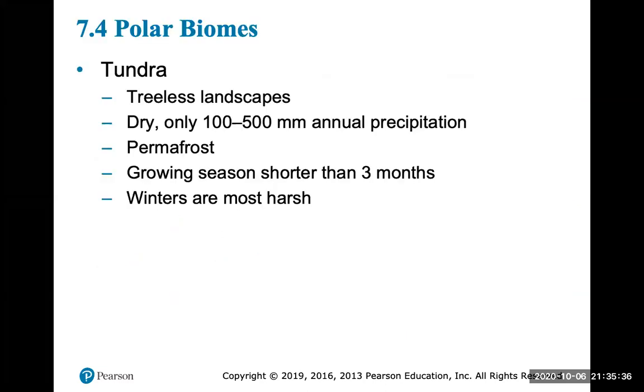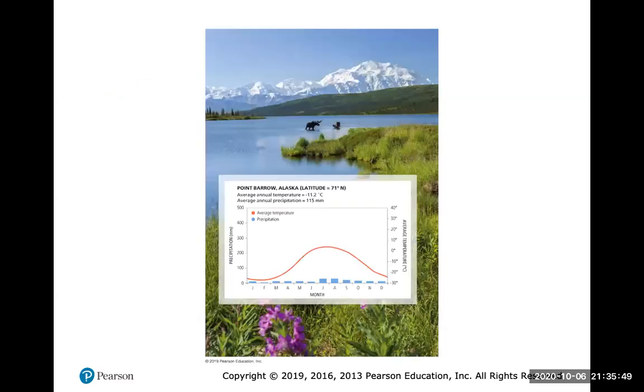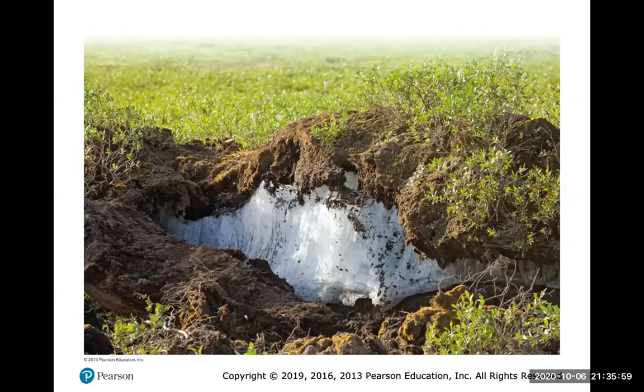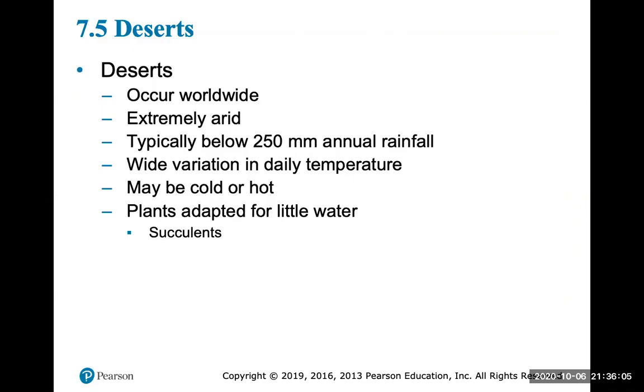When we compare that to the tundra, it is completely treeless and extremely dry. There's a layer of permafrost. The growing season is shorter than 3 months, and this is where winters will be the most harsh. So we're looking at places north of Canada, like Alaska, or in the same realm as Canada, but in the northern part. And here's what permafrost looks like. It's the layer under the soil that will always be completely frozen.